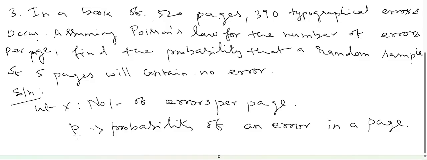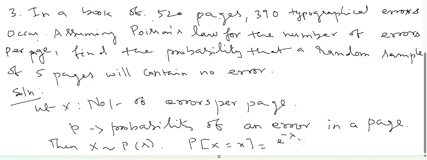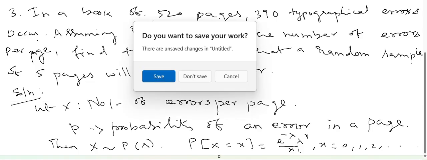Then X follows Poisson distribution with parameter lambda. So P of X equal to x is equal to e power minus lambda, lambda power x by x factorial, x equal to 0, 1, 2, 3, etc. Now the things we need we can note down. Now we can find the parameter lambda, which is very important to proceed with the problem.